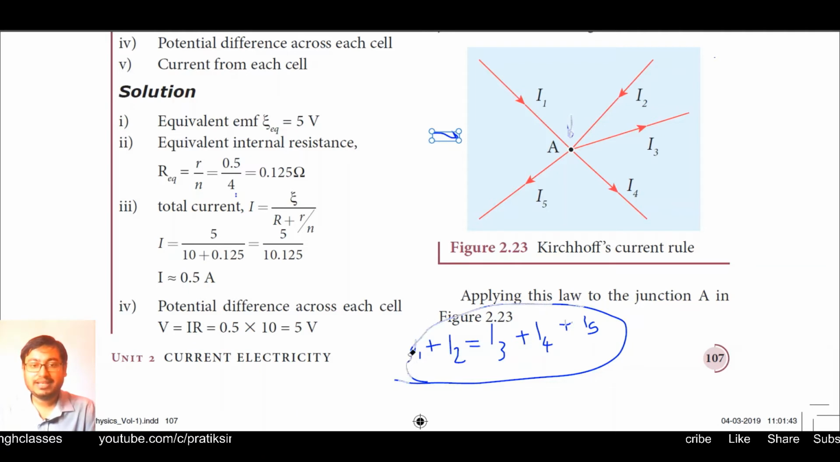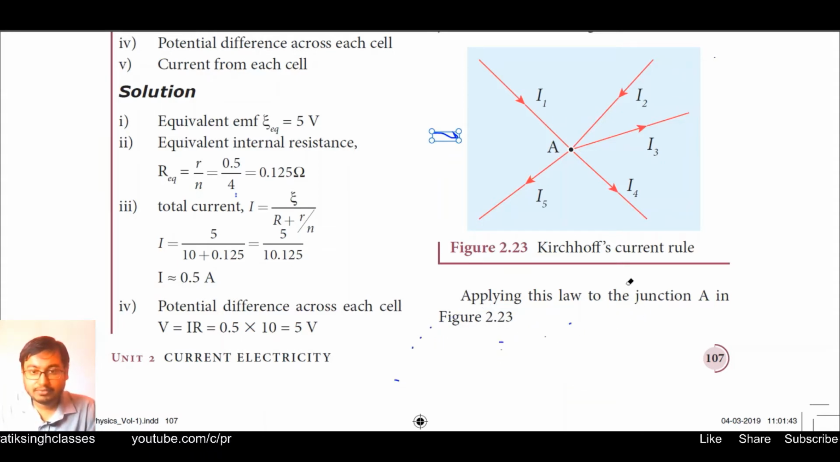Now let us see what is the theory given in the book. I have just shared my perspective. So this is all about the current at the junction, or Kirchhoff's current rule of a junction. Coming forward.